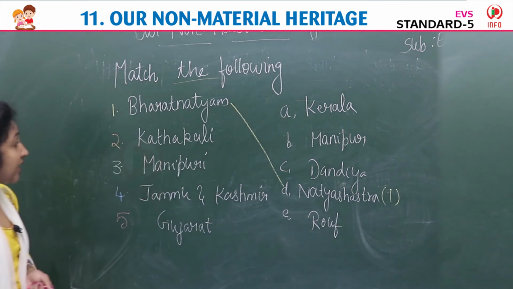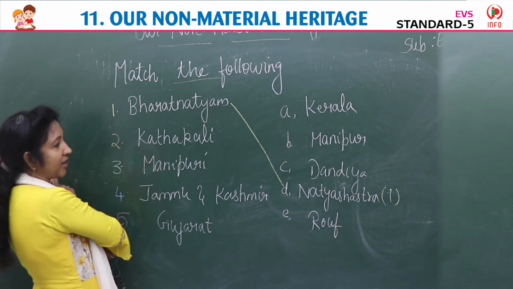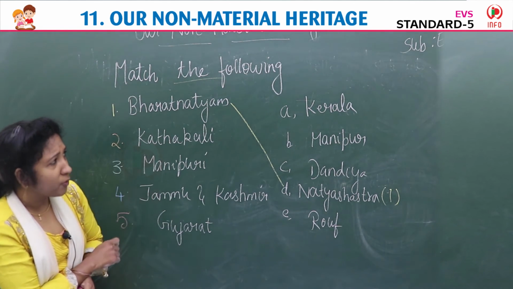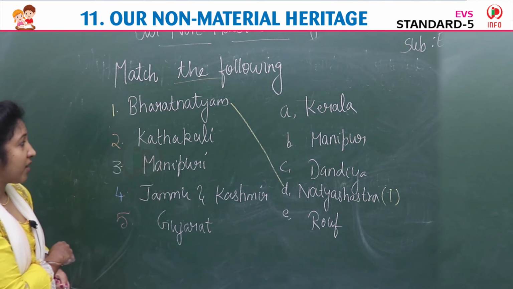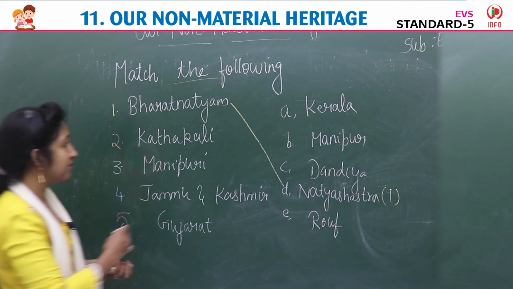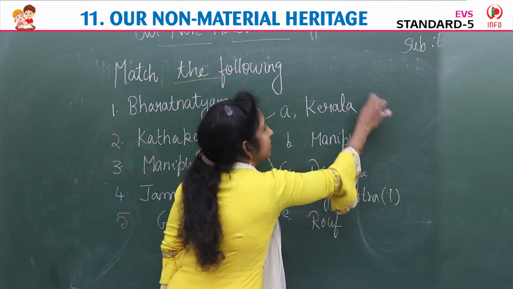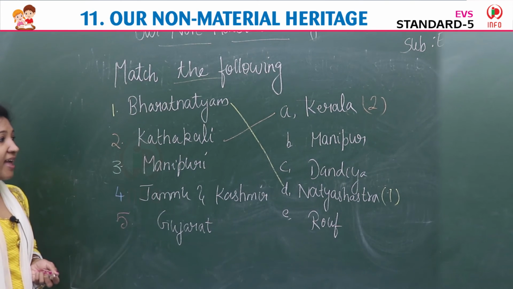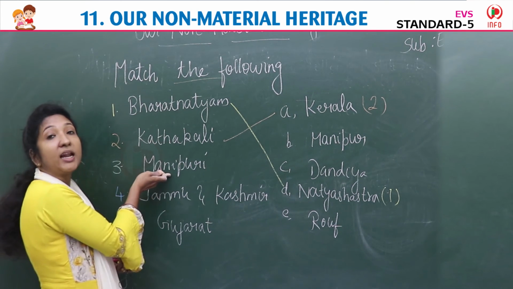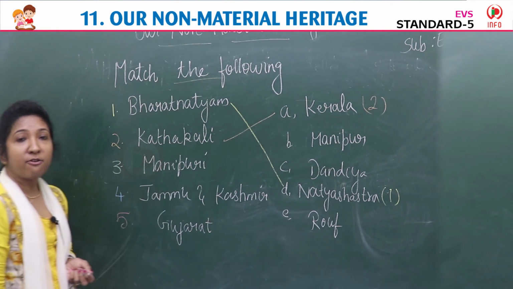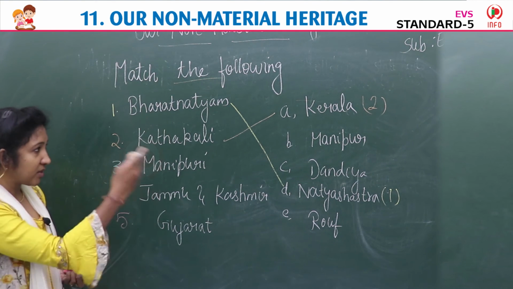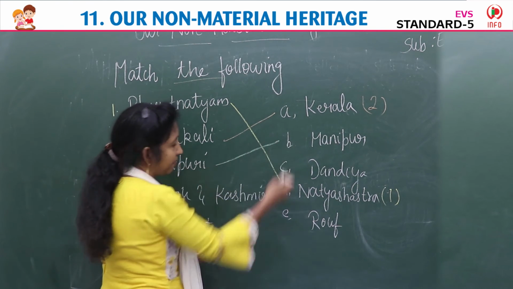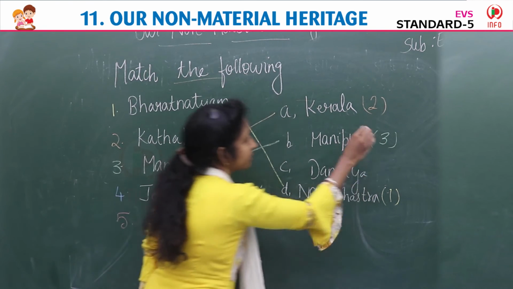This is the first answer. Okay. The second one, Kathakali, called story play, isn't it? It developed in which state? Is it Kerala or Manipur? Yes, from Kerala. So the answer is Kerala. Second answer. Now the third one, Manipuri. Manipuri is the dance of which state? From the name itself we can understand. Manipuri is the dance from the state Manipur. So Manipuri matches with Manipur. So this is the third one.